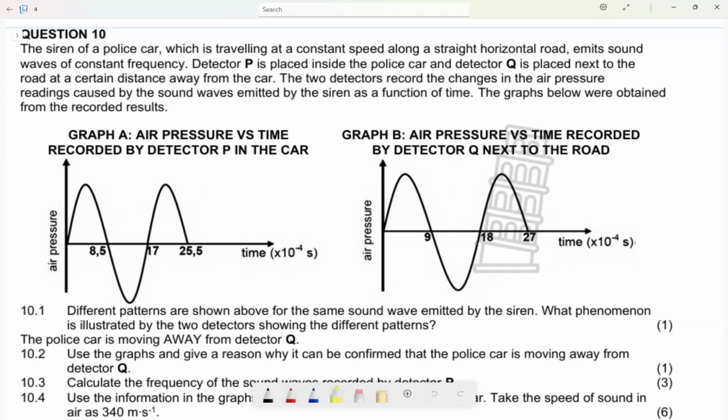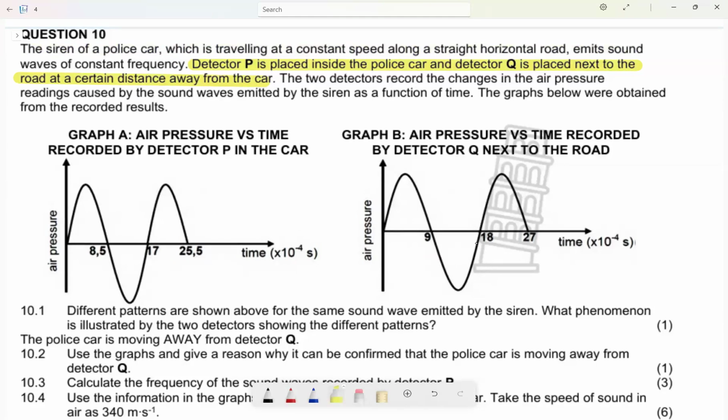I want us to look at the air pressure versus time graph today, okay? So it says now, the siren of a police car which is traveling at a constant speed along a straight horizontal road emits waves of constant frequency, okay? Detector P is placed inside the police car and detector Q is placed next to the road at a certain distance away from the car.